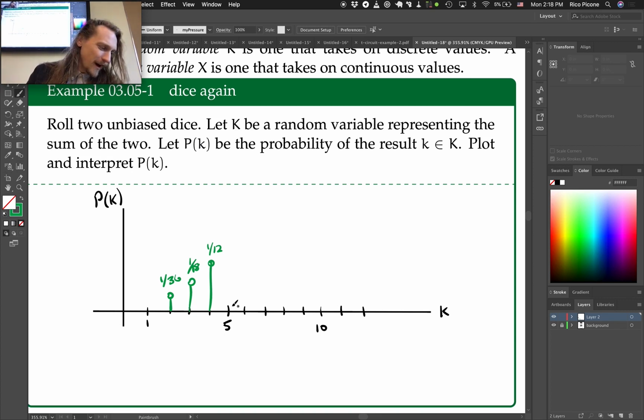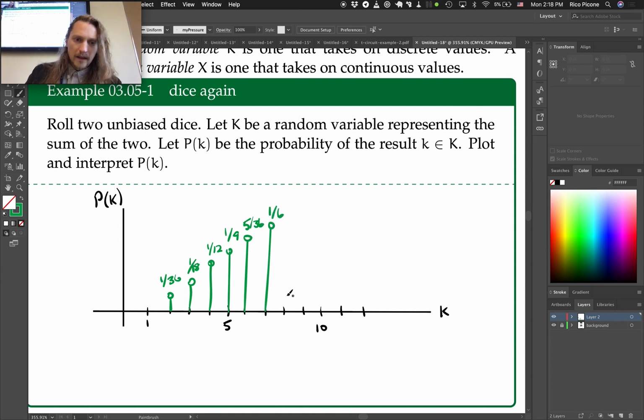And then 5 is 1/9. And a 6 is 5/36. And a 7 is the peak, and that's 1/6. And then we're going to have a symmetrical falling, right? There are more ways to get 7 than any other sum.